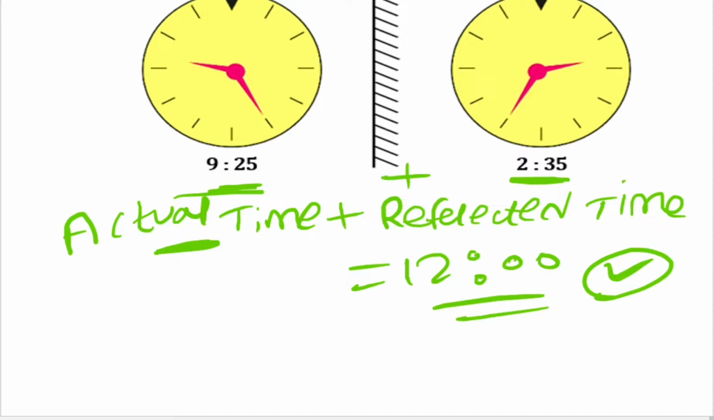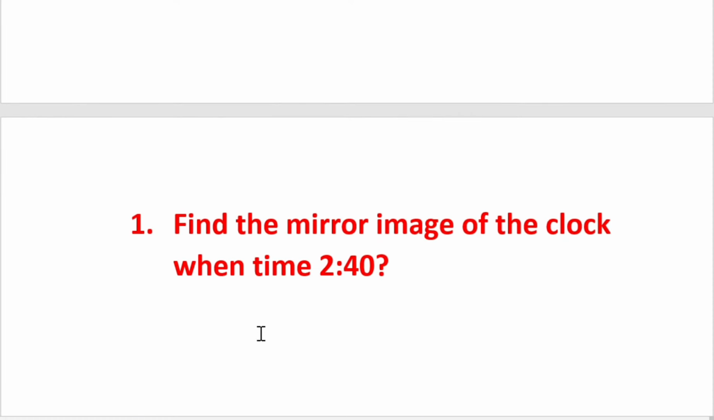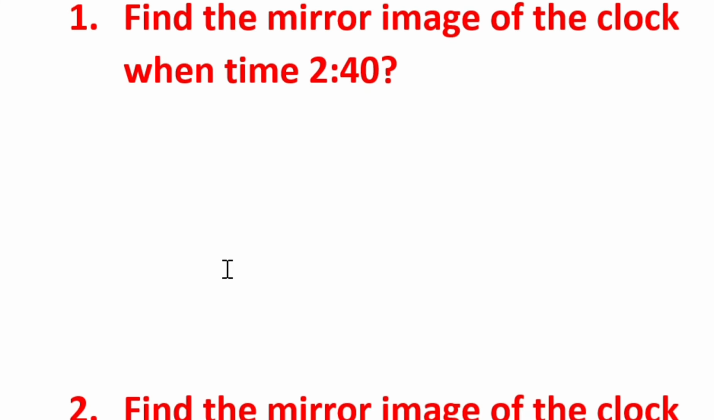So add 9:25 and 2:35, it is going to be 12 o'clock. So this is the simplest trick I'm telling you regarding the mirror image. By using this simple equation, I can solve any mirror image question that comes in my examination. Okay, so let's try a few examples so that it will be clearer to you.